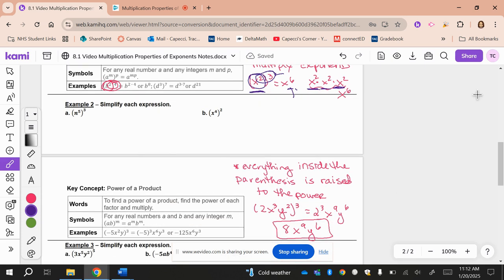All right. So in letter A, I have n. And then I have 5 times 3 gives me 15. In letter B, I have x. 4 times 2 gives me 8. And that's it.